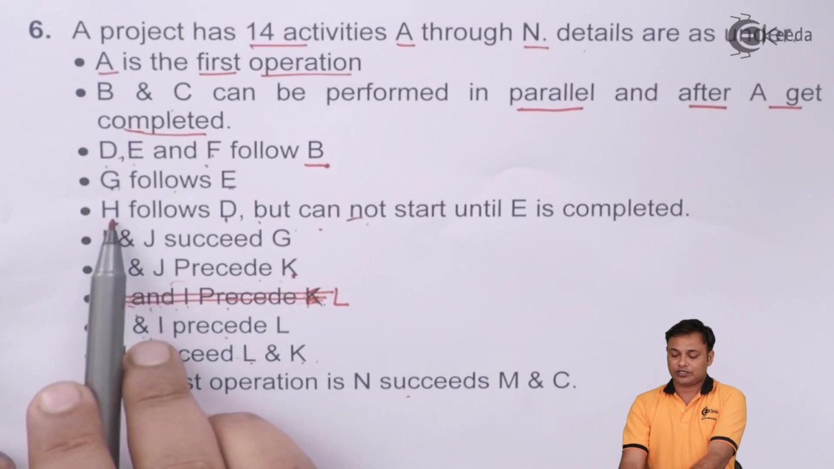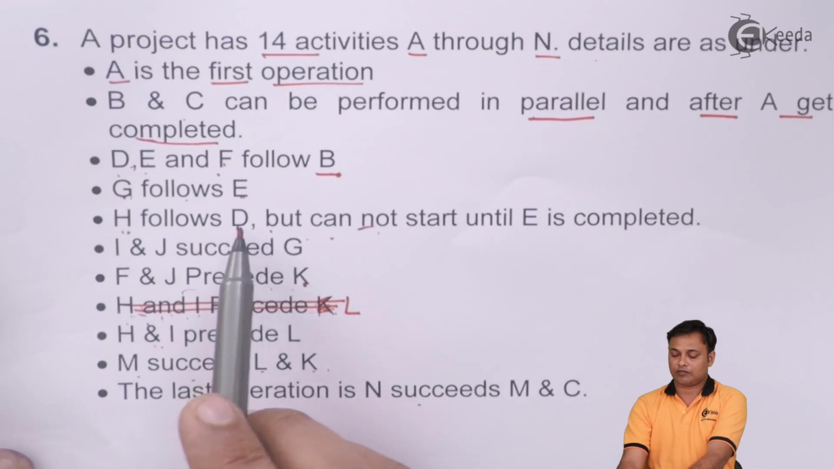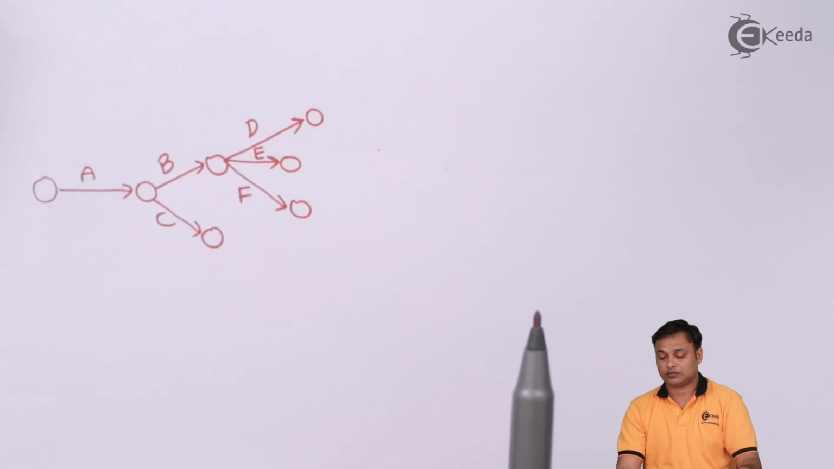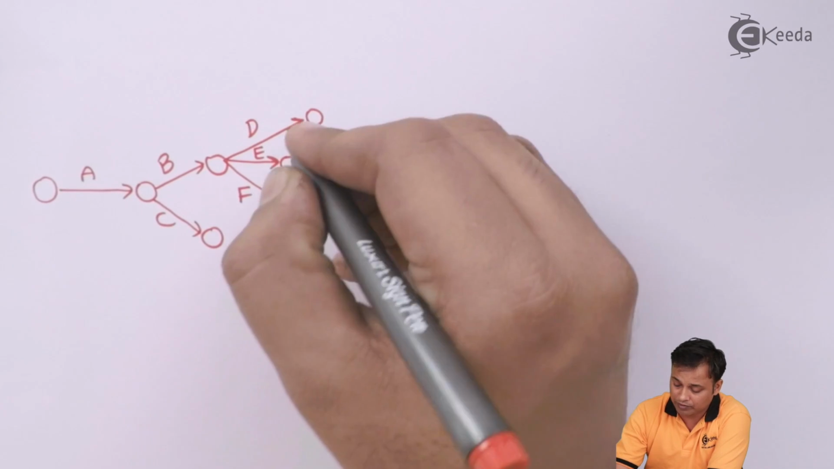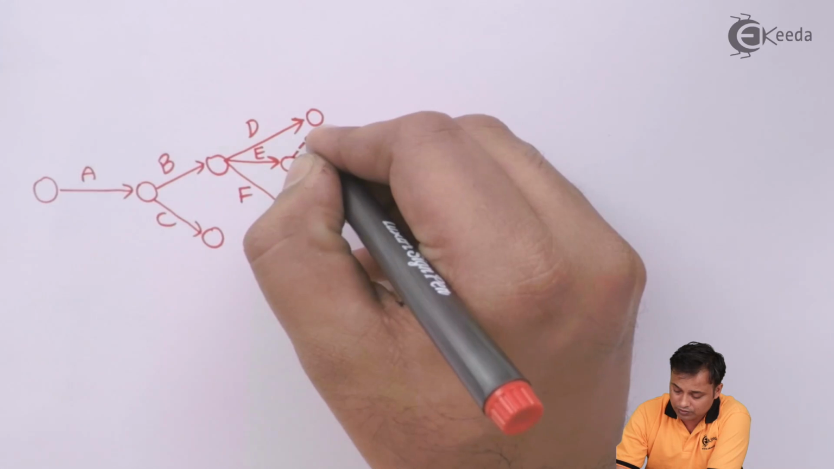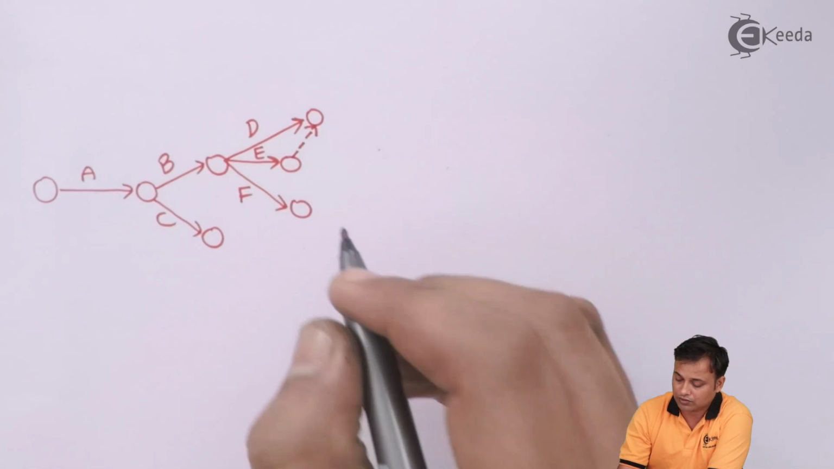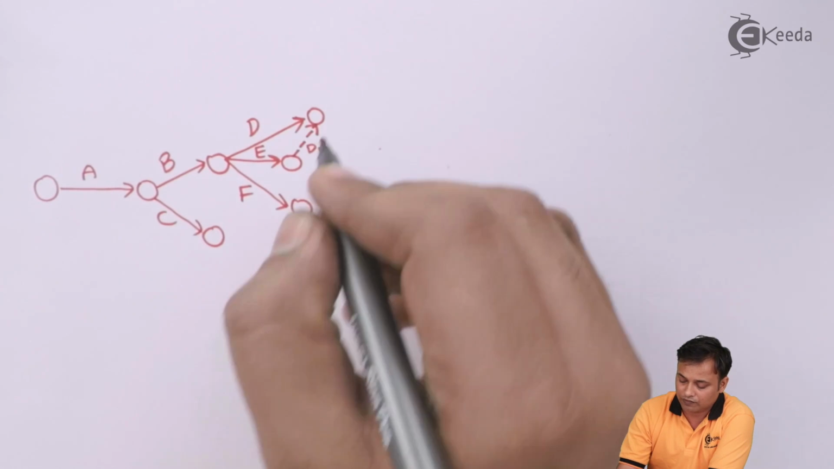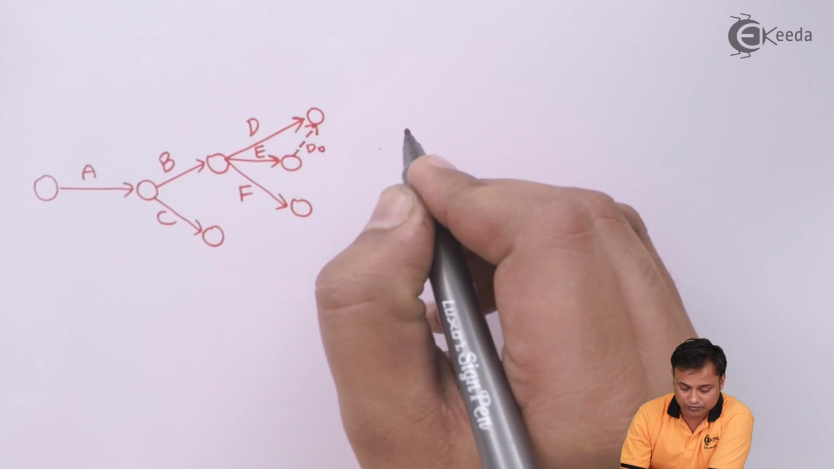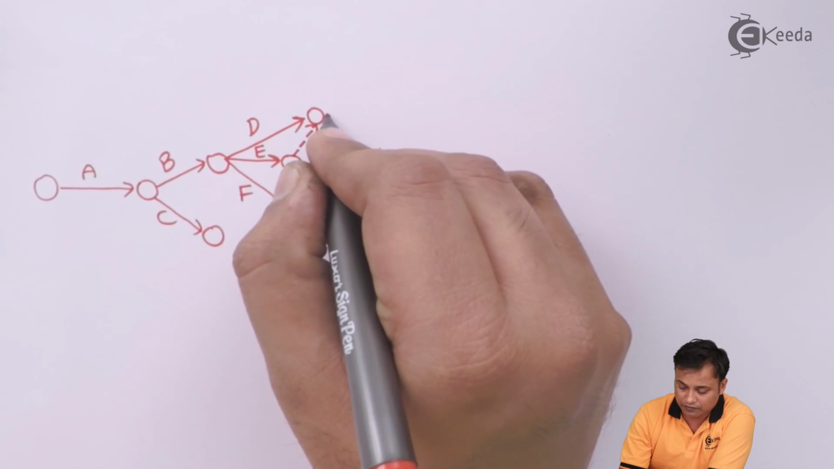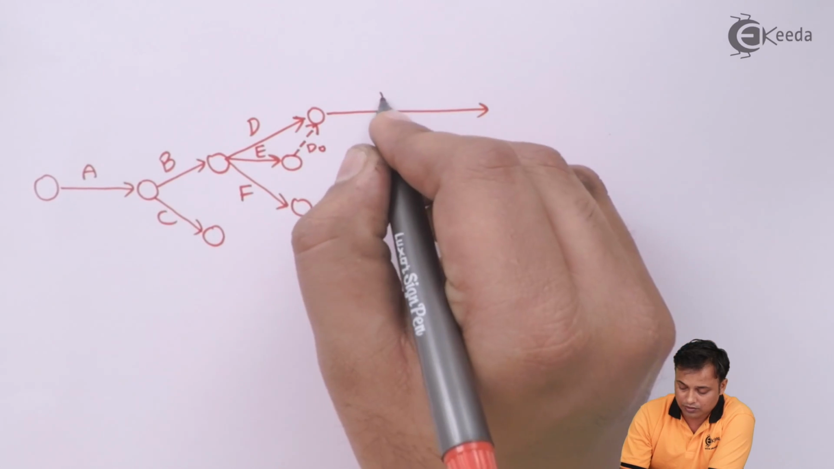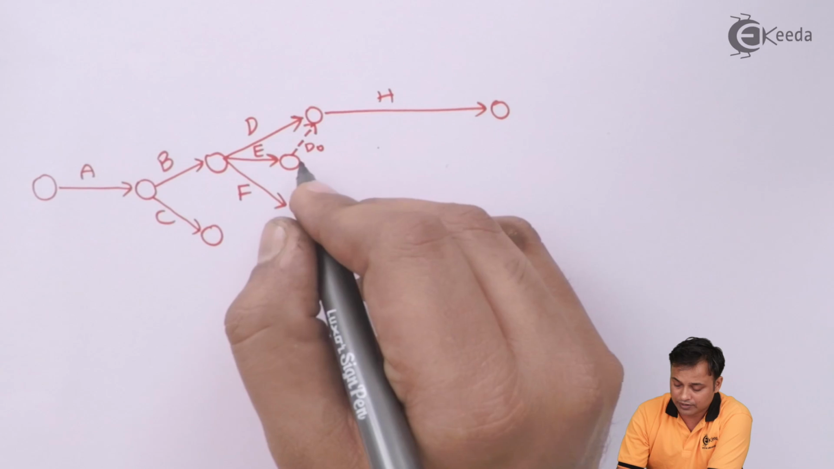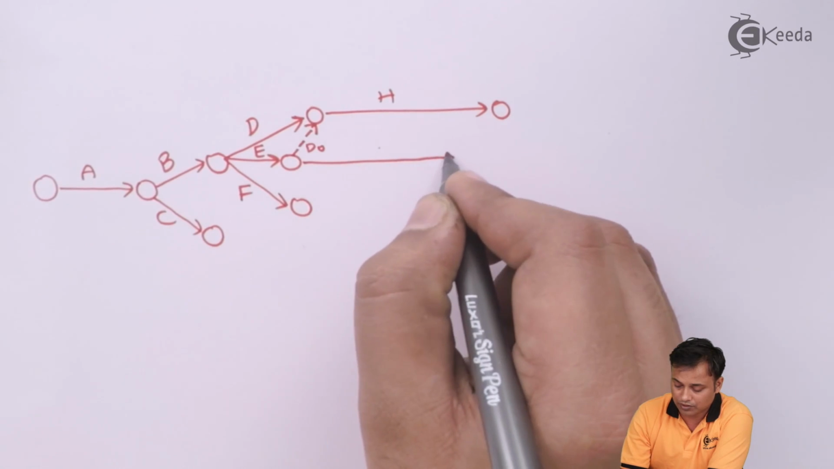And then we have H follows D but cannot start until E is completed. So I need to join a dummy here. D0, and from D and E I can start with a H. From E I can start with a G.